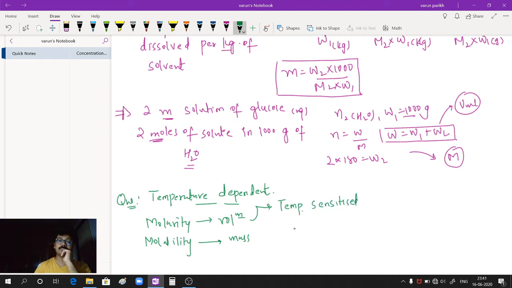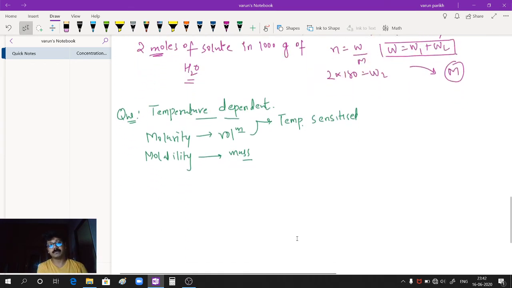This means if the temperature changes, the volume changes. So if molarities are found at two different temperatures where the difference between the temperatures is fairly large, the concentrations might come out different. But molality is not affected by temperature. So even if you take the readings at two different temperatures, the values, or the results, will be the same.